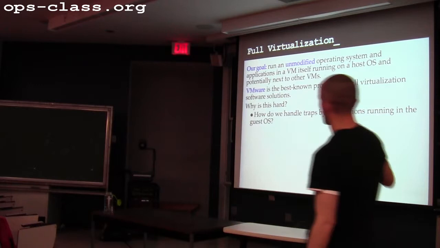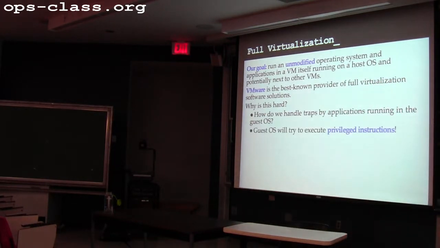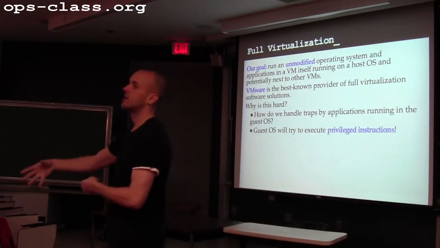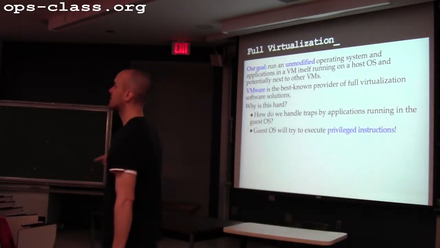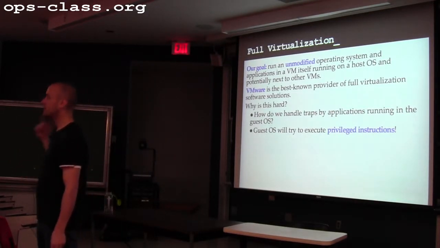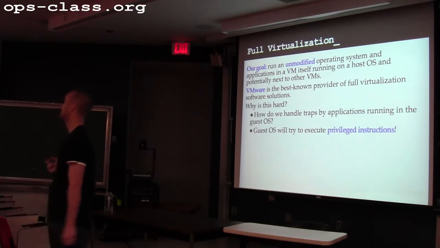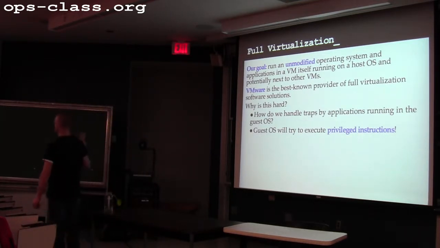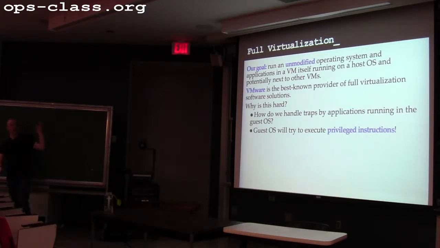So there's a couple of problems here, right? The first is that the guest OS is going to try to execute these privileged instructions. The second problem is that we're playing the shell game because there are traps that are going to be created inside the virtual machine that will need to be handled by the guest operating system. So there are really two types of situations that the virtual machine monitor needs to handle properly. The first situation is traps by applications running inside the virtual machine. Now what has to happen?